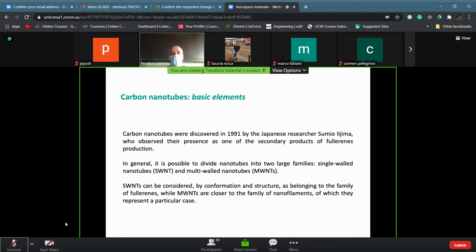Now, we will see in the next examples some combinations of materials, generally speaking, with carbon nanotubes. We have not yet said anything about carbon nanotubes, even though we mentioned them last time. So I decided to give you some general description of what carbon nanotubes are. You know they were discovered in '91, so not many years ago, right?